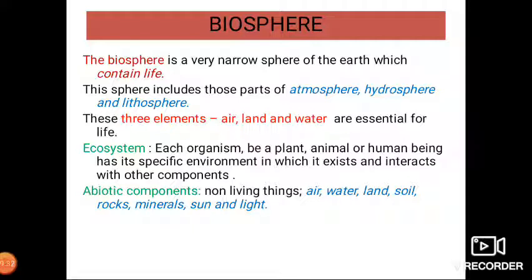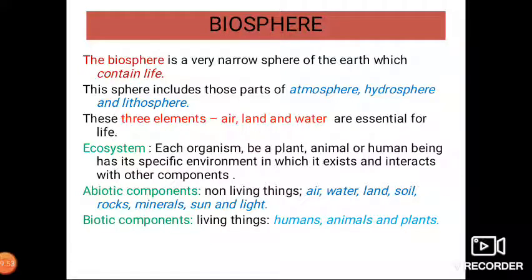Now what is an abiotic component? All non-living things, that is air, water, land, soil, rocks, minerals, sunlight and sun, are called abiotic components. Now what are biotic components? All living things, humans, animals, and plants, are called biotic components.